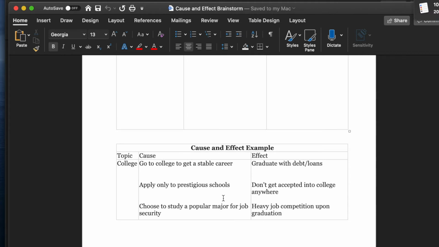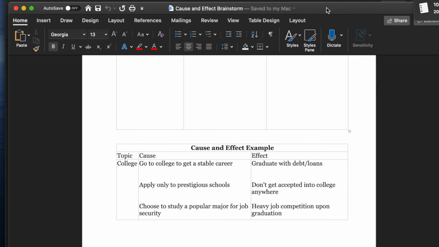If you go to college, you could go to a prestigious school. An effect would be that you don't get accepted into college anywhere, right? If you only apply to prestigious schools, you might not get into any. Another college topic: choose to study a popular major for job security. The effect is heavy competition upon your graduation to actually find a job. So, causes and effects. If you find yourself listing a cause, but you're not really sure what the effect is, it's probably not one of the ones that you want to be discussing, because you need to be able to argue both points when it comes to this kind of writing.